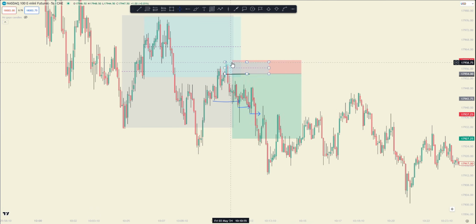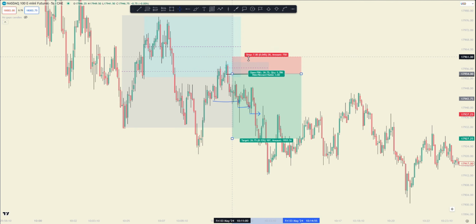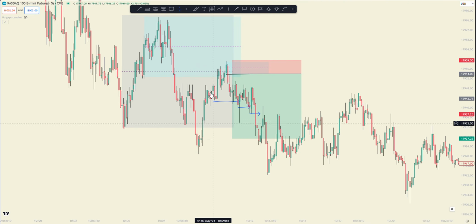Now, see how quick we're able to move that? This went from a 1 to 1 all the way down to almost a 5 RR. Almost a 5 RR, and we didn't even have to aim for the lows. The lows didn't even have to get taken out.